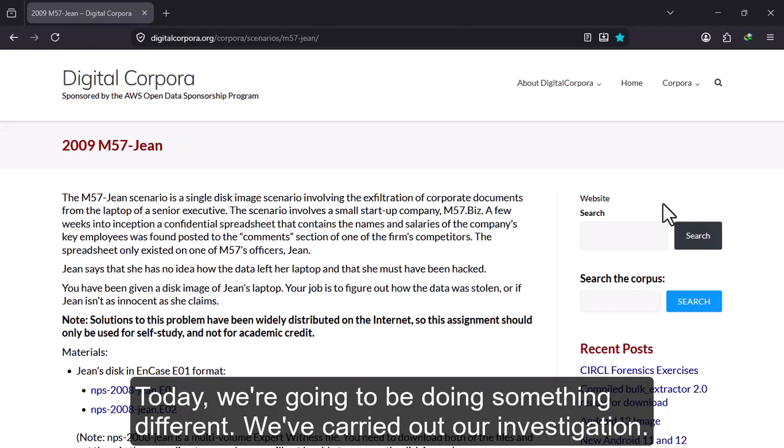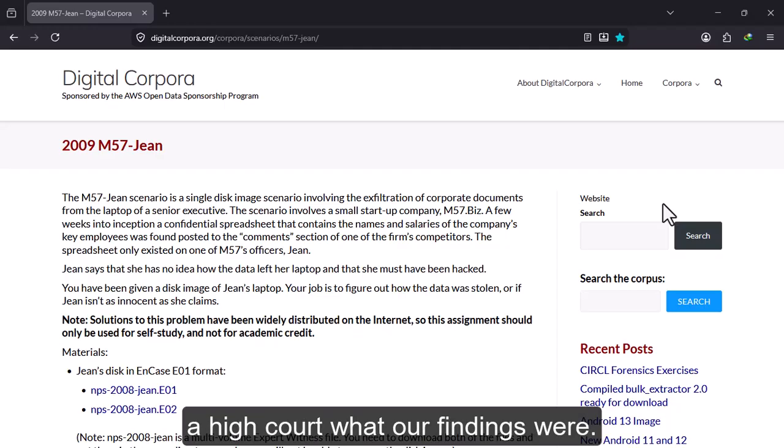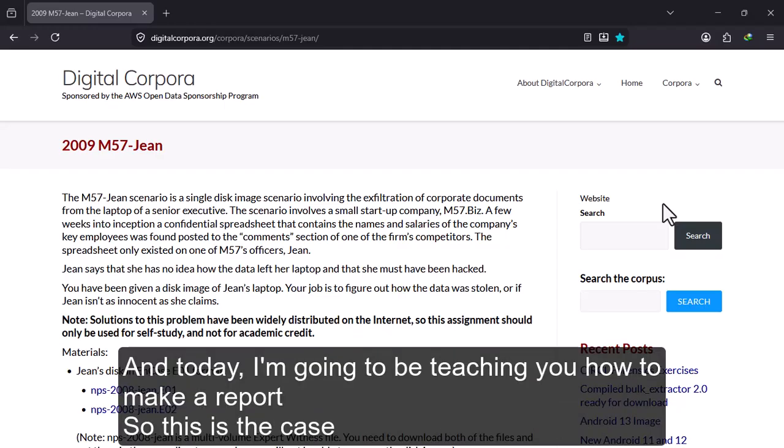Today we're going to be doing something different. We've carried out our investigation. We need to document and report our findings. We're imagining that we have to report before a high court what our findings were, and today I'm going to be teaching you how to make a report.